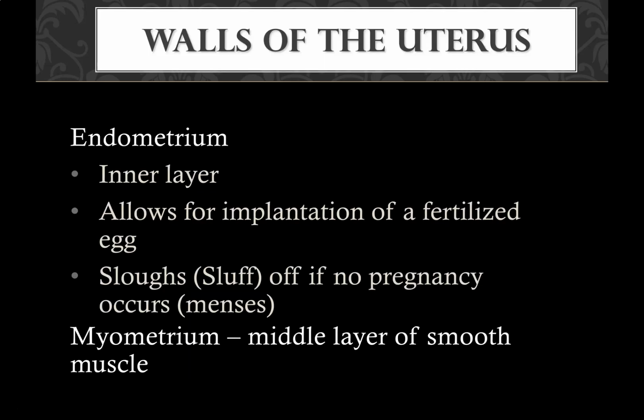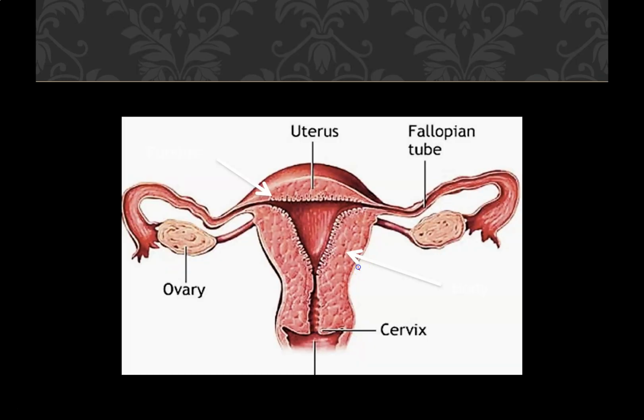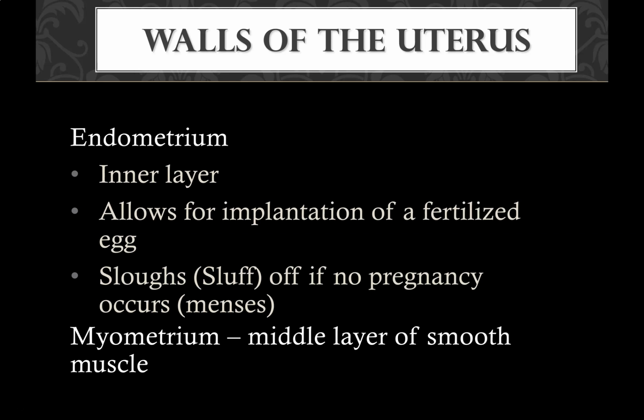Now, inside of the uterus, let's back it up. There is an outside, there is a middle, and there is an inside, like everything else we've talked about. So the endometrium, that's the inner layer, that is what will be shed if you are not pregnant, and that is what will allow the egg to implant if you are pregnant. So that inner lining is extremely important.